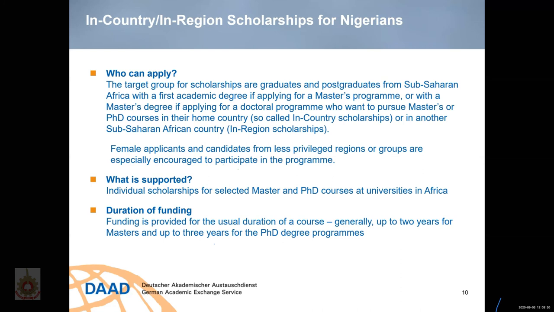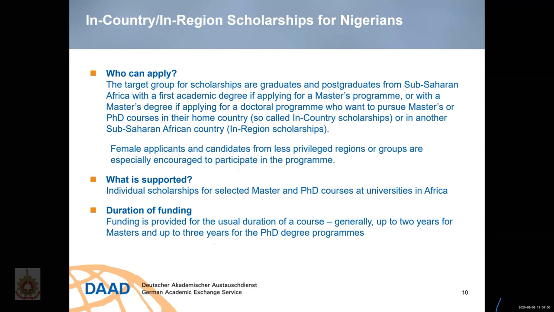What is supported? These are individual scholarships for selected master and PhD courses at universities in Africa. This is important to note, so there is no free choice. You cannot just choose any master course and apply for a scholarship with DAAD. No, it's the DAAD who has selected courses for which we offer these scholarships. And I will, in a minute, show you the courses which we offer in the African context. And the duration of funding, of course, depends on the course program. So up to two years for a master, and normally up to 3 years for a PhD program.